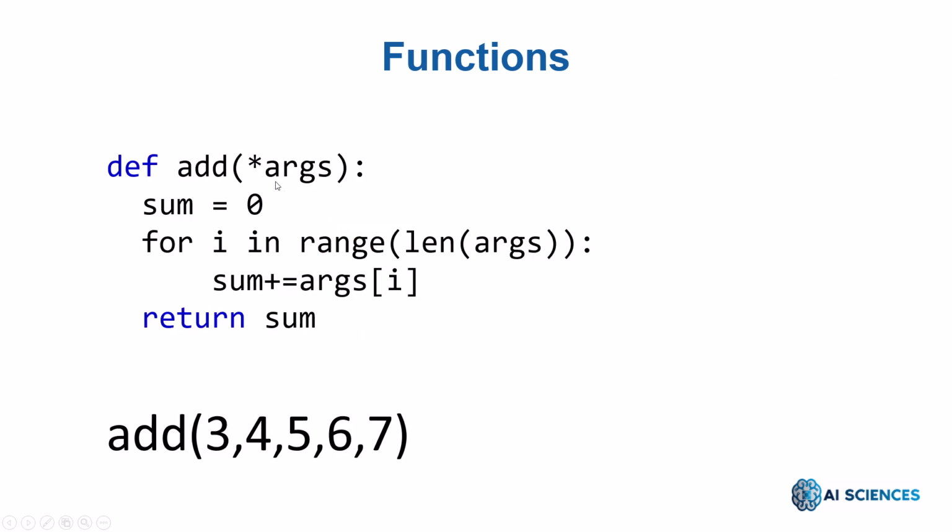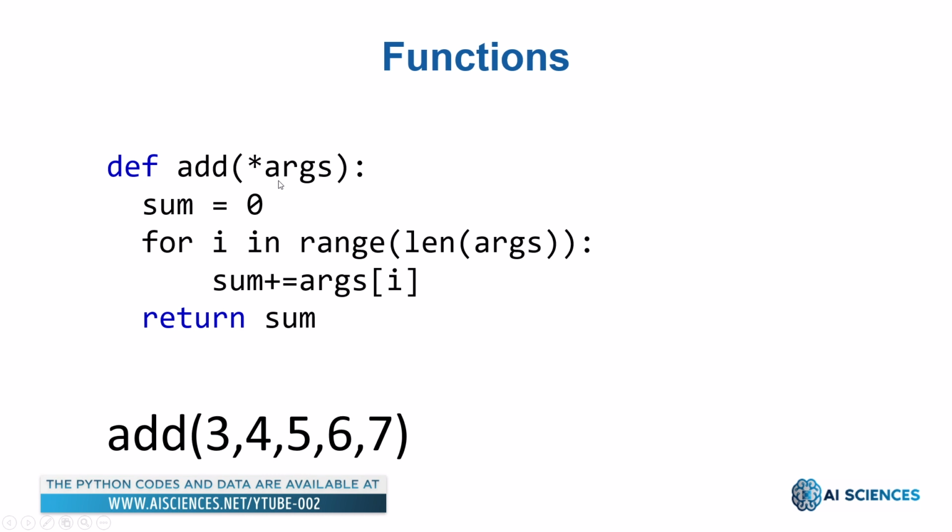Next, we can have a whole lot of arguments. Maybe you want to write an add function that, if it receives 2 values, should add 2 values. If it receives 4 values, it should add 4 values. If it receives 5 values, it should add 5 values. If it receives 5,000 values, it should add the 5,000 values in return.